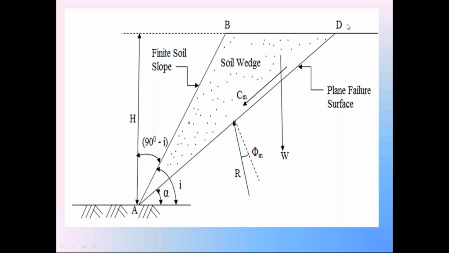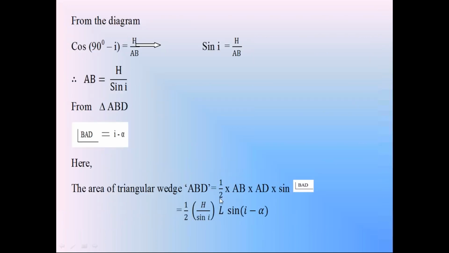So the area of triangle ABD is equal to, this angle is i minus alpha between the sides AB and AD. So the area of this triangle ABD is equal to half into AB into AD into sine of i minus alpha. You know that the length of AD is L, that is the failure surface length L, and the length of AB is h divided by sine i.